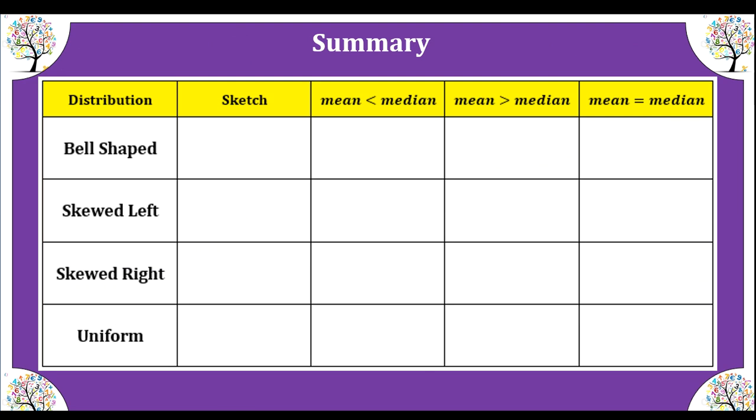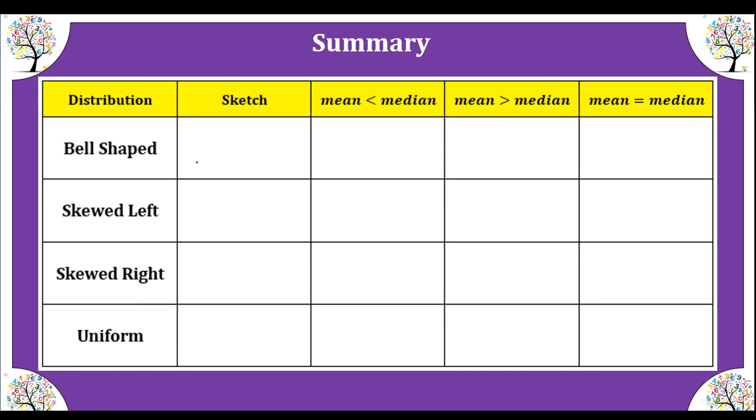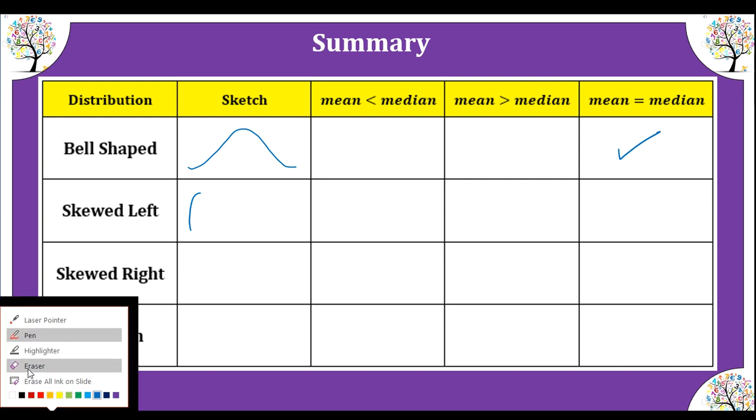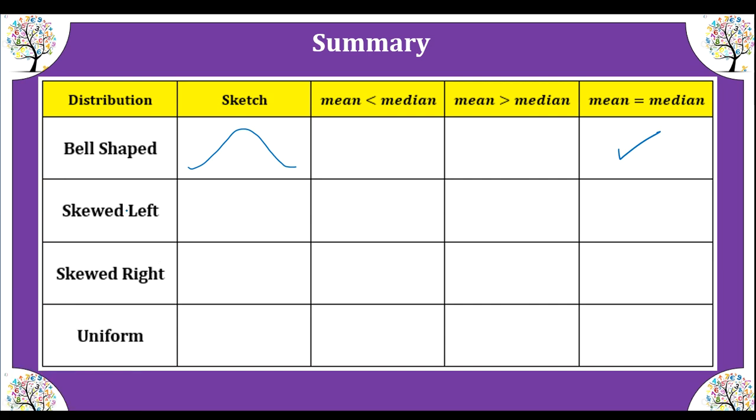Okay, let's summarize, and then we will end this part. So when we have a bell-shaped, it's going to look like this, and our mean is equal to our median. When we have skewed left, that means most of our data is on the right side, but we have a tail that's pulling it down. And so that means our mean is being pulled lower than the median.